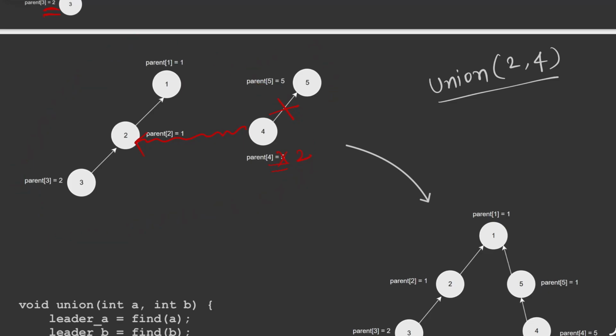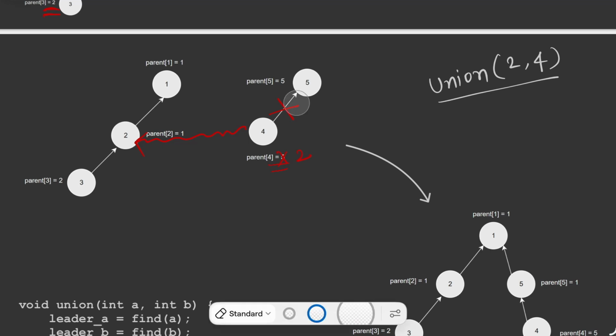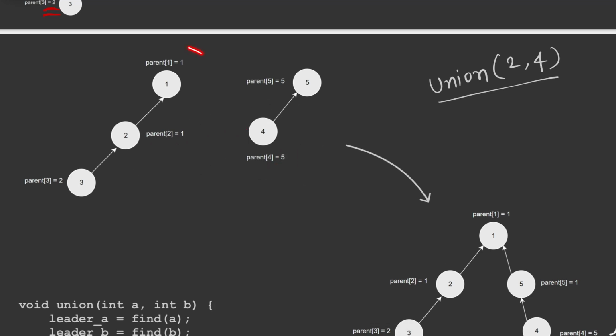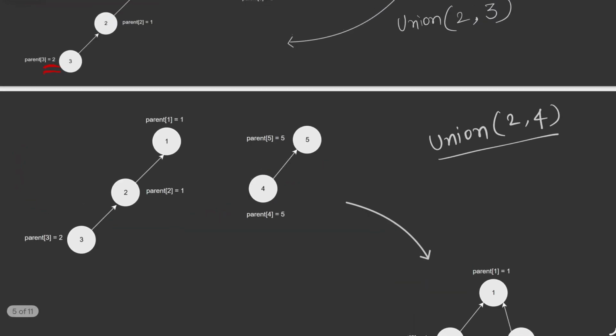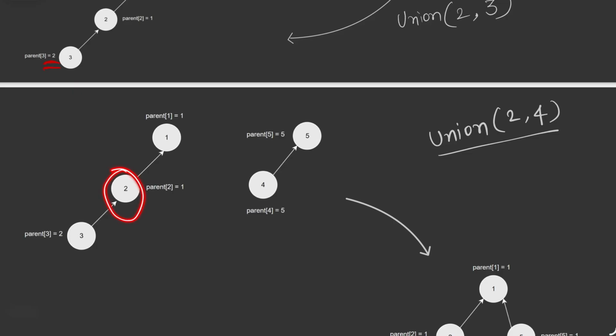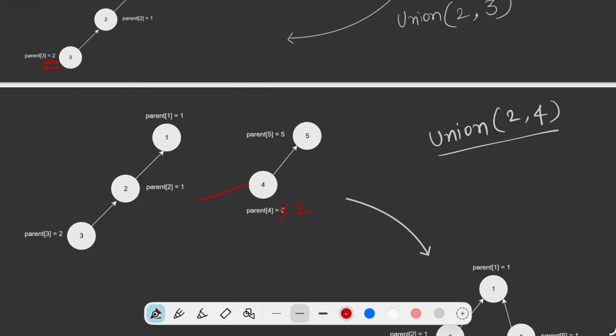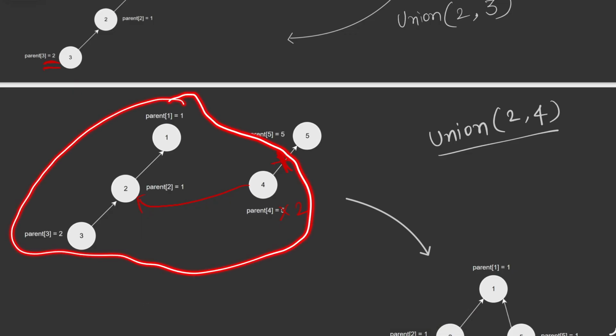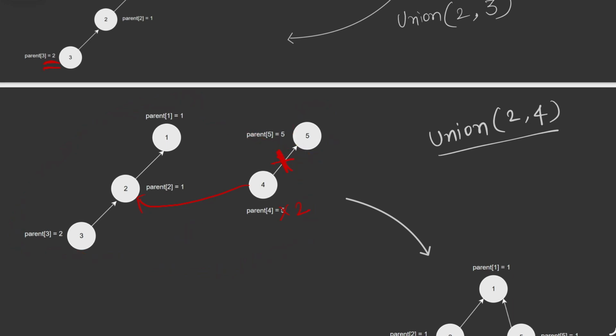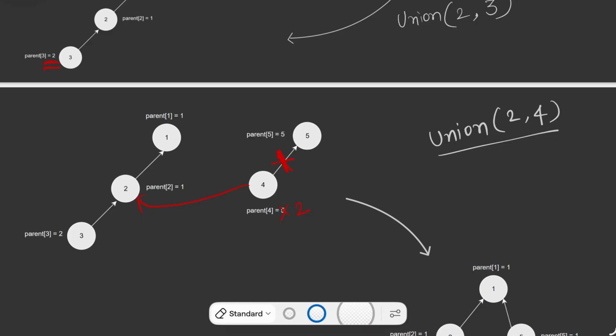But that's not what we want in union. Union 4, 2 should have returned us a set that contains all 5 elements. Remember, union A, B means we are combining the set that contains element A and the set that contains element B. That means we are merging these two sets. But by just changing the parent to 2, we created this link, but we lost this link. That resulted in a wrong answer. We ultimately created two sets, one having 4 elements and another having 1 element. 5 is isolated completely now. So this is clearly not working. By just changing the parent, we are not able to solve the problem.